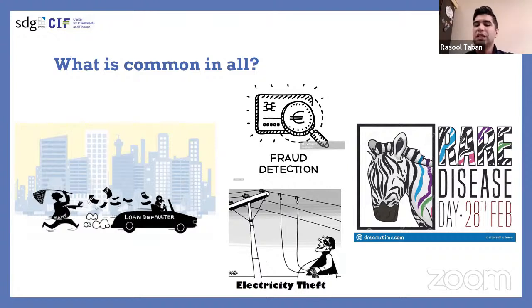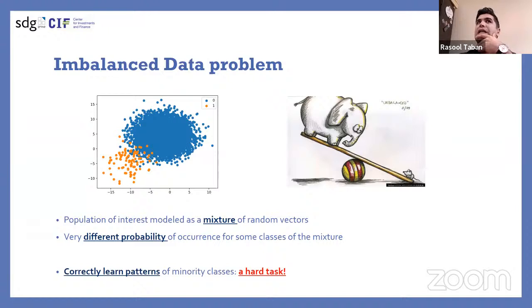So the rareness of the observations in the class that we are willing to correctly find is the common characteristic in all of these problems. This is called the imbalanced data problem, where the population of interest is modeled as a mixture of random variables with very different probabilities of occurrence for the classes. One has a very low number of observations, which we call the minority class, and the rest we call the majority class. This funny cartoon shows the problem very well. Although the number of observations for the minority class is very low, they are the population of our interest. We want to correctly learn them. They have much more importance for us. And this is quite a hard task for machine learning approaches.